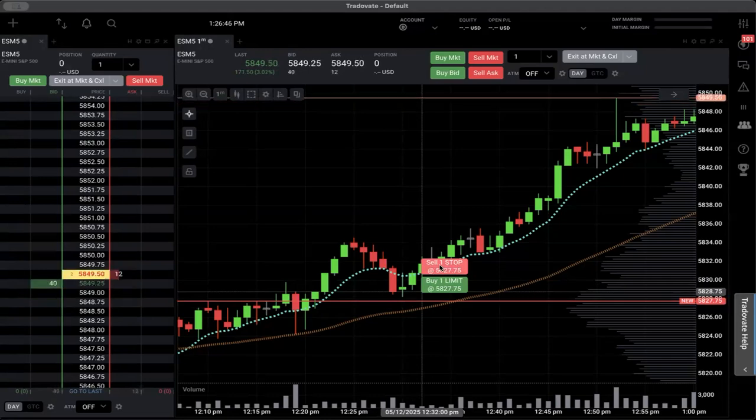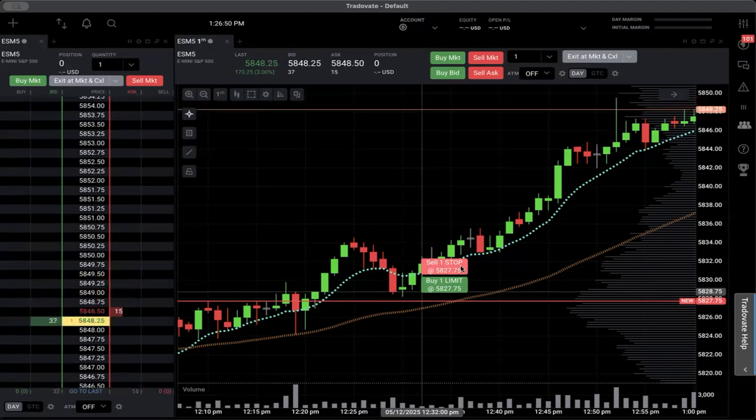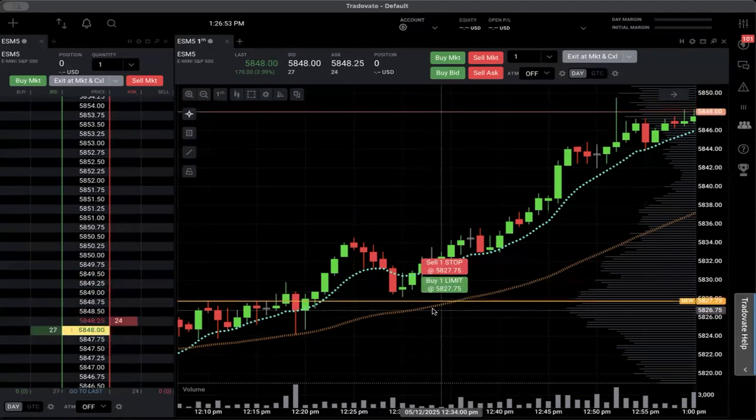What word do you see right here after it says sell one? Stop. And what does that stop mean? Stop loss. Thank you, Kimberly. That's exactly what that is.